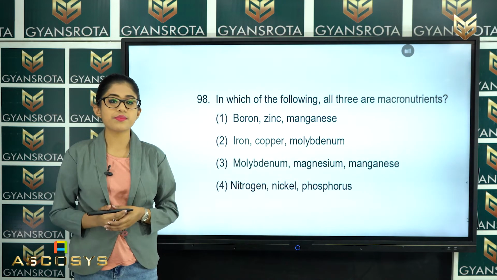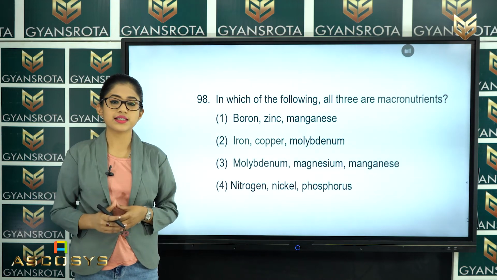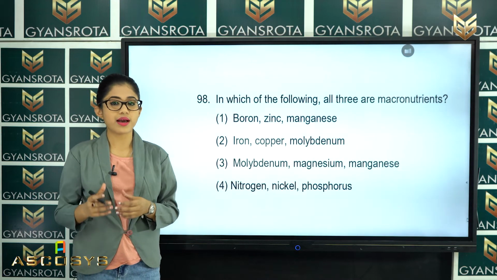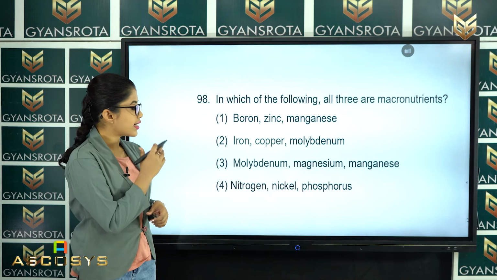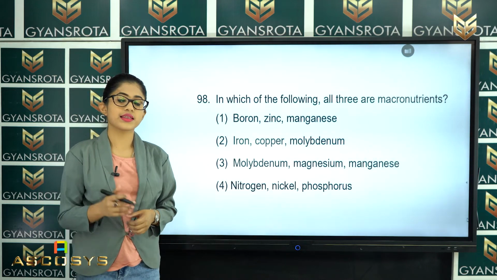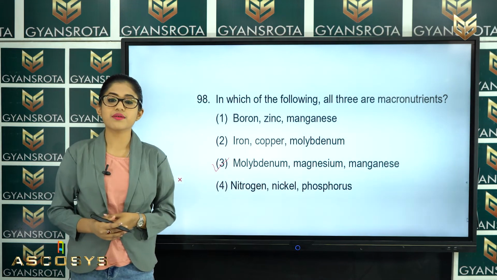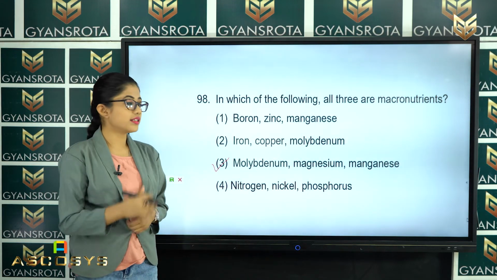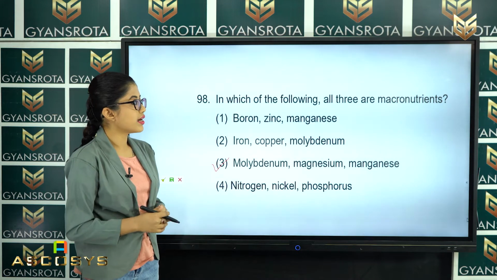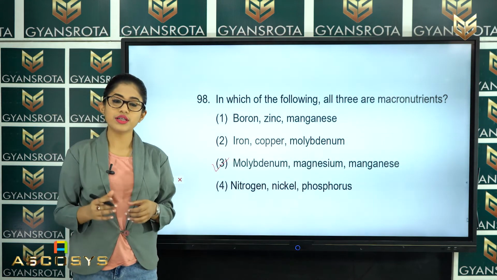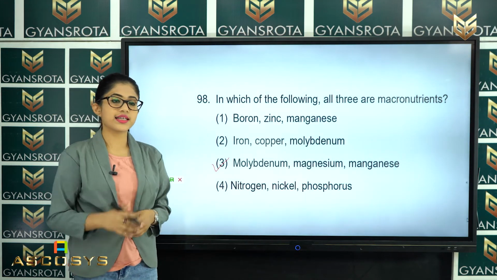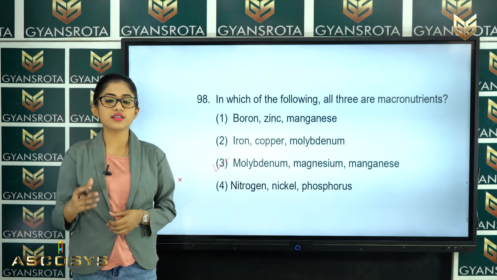There we have described that nutrients are of two types, that is micronutrients and macronutrients. So, what is the correct answer among this option? That is option number 3, molybdenum, magnesium and manganese. These are the three and these are the macronutrients, right? So, this is the correct answer. Now, let us move on to the next question.